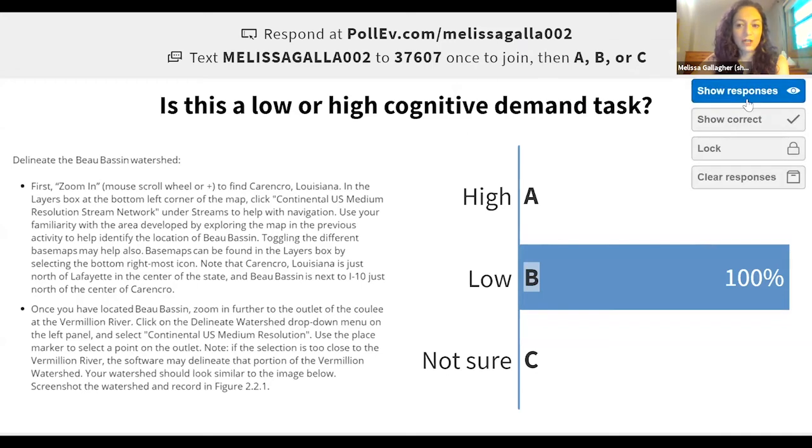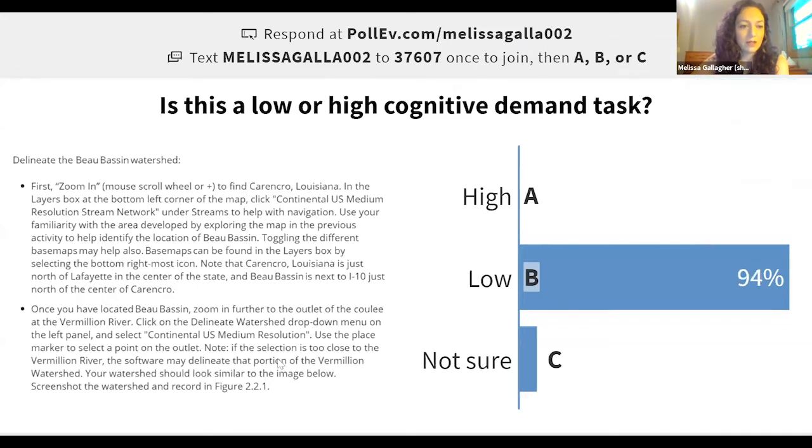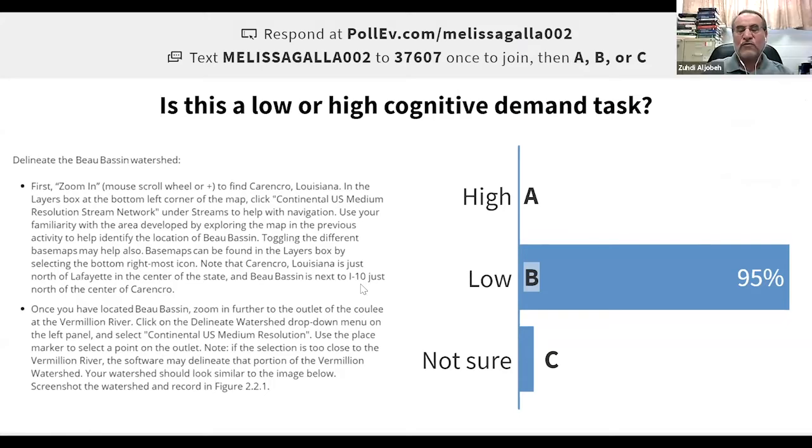All right, well, we seem pretty unanimous on this one. Would someone who thought it was low tell us why they identified it that way? Well, we give them step-by-step instructions on what to do. There is not much thinking involved in here. There's really one correct answer too.